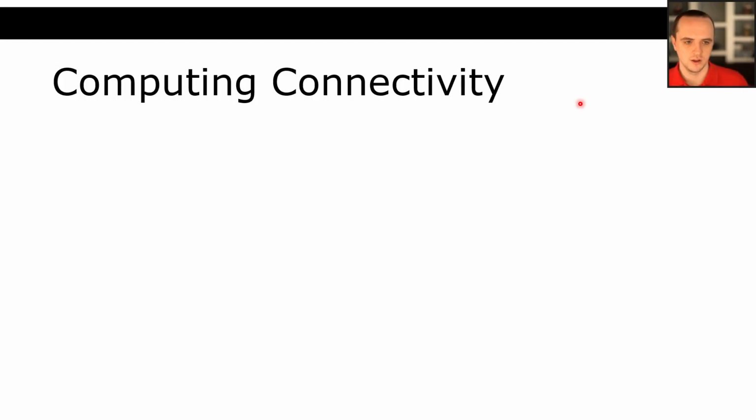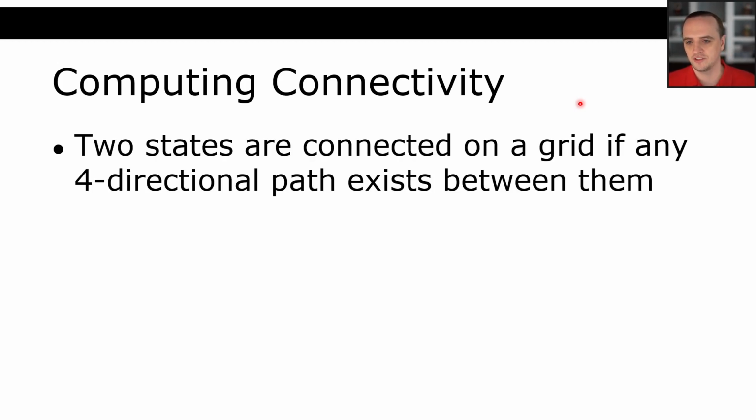Okay, so how would we compute connectivity? And this I know is a recap from a previous course, but it turns out that this connectivity computation, that's a tongue twister, is going to be really related to the computation of vector fields. And so we're going to review something that we already know in order to get something that we don't know, okay? So, two states are connected on a grid if any four-directional path exists between them.